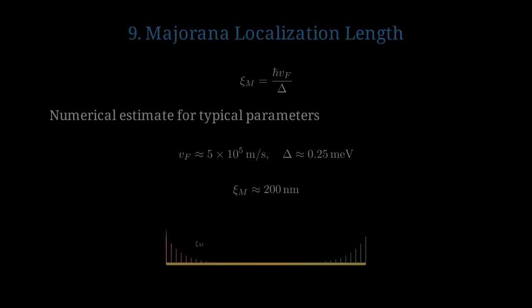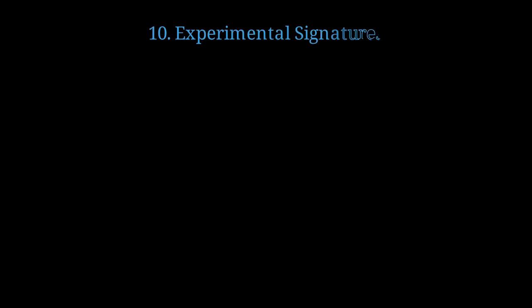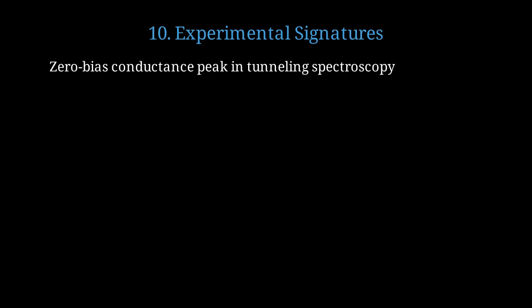How do experimentalists detect Majorana modes? Several key signatures provide evidence. The most famous signature is a zero-bias conductance peak when measuring differential conductance versus voltage. When voltage is swept, a sharp peak in conductance appears at zero bias, indicating the presence of a zero-energy state. The quantized zero-bias conductance is exactly 2e squared over h, twice the conductance quantum, due to perfect Andreev reflection.